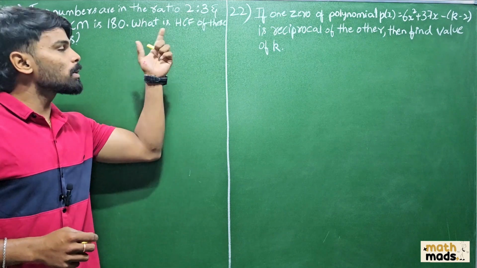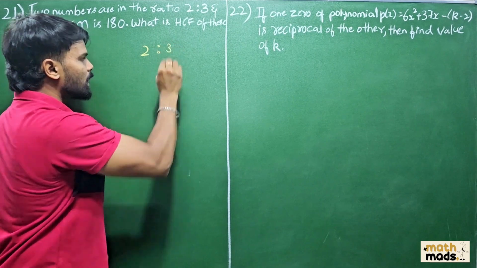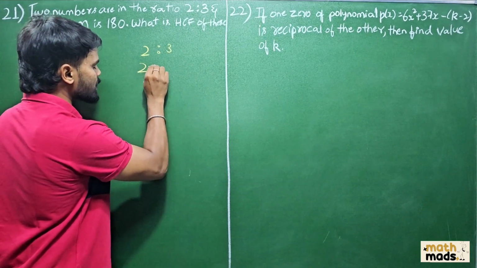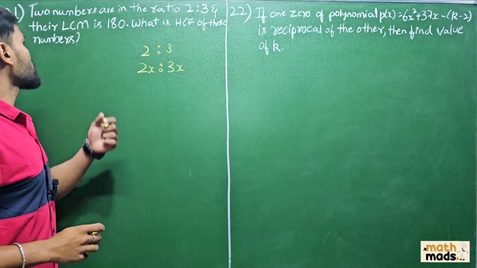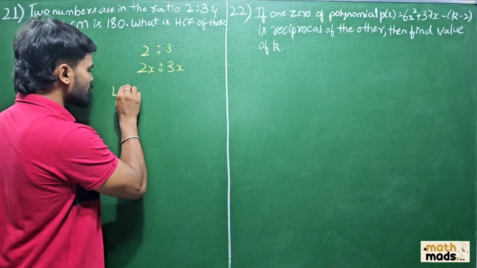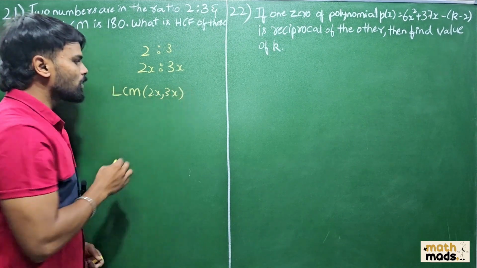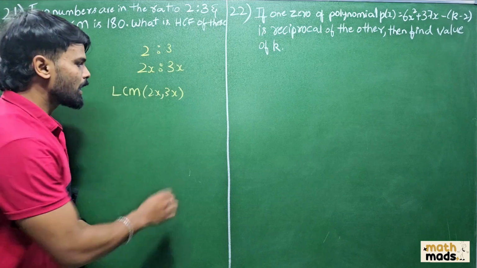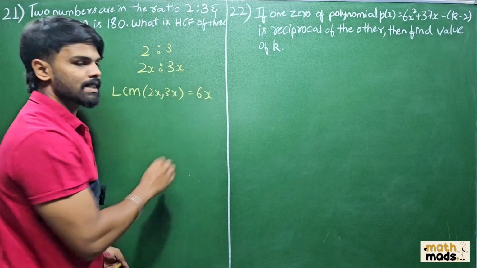Now, they are telling us two numbers are in the ratio 2:3. Correct? Let me assume the number to be x. Then this number will become 2x and the other number will become 3x. What is the next information they have given? LCM is 180. Now, for these numbers, the LCM of 2x, 3x. If you want to find the LCM of these two numbers, what will you do? You will multiply both of them, right? So, 6. Since x is there in both of them, 6x.